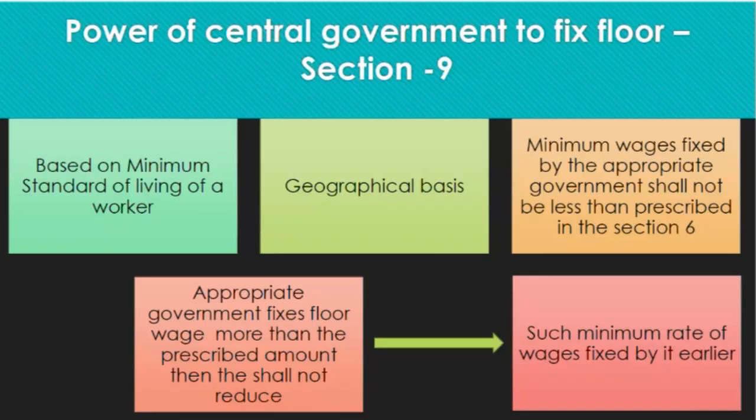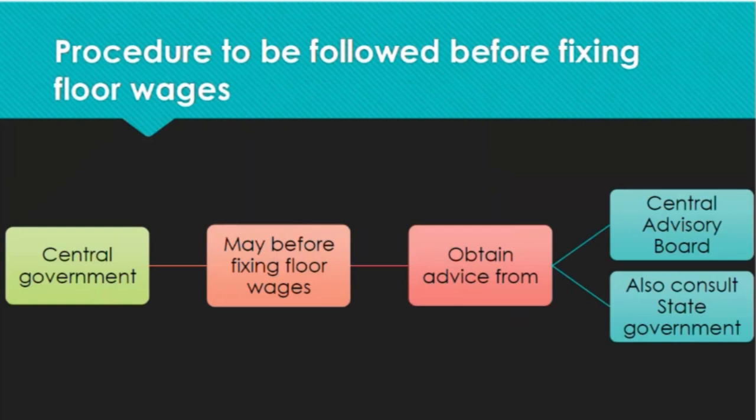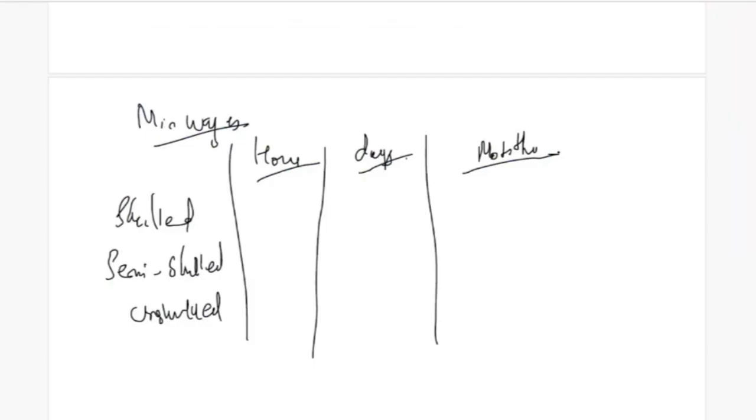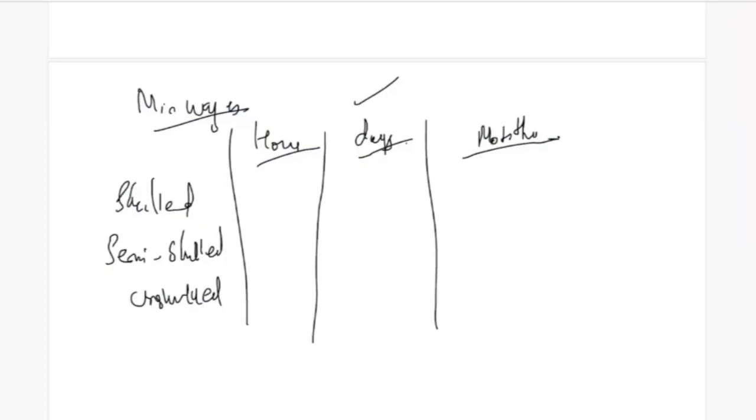Then next we have section 10. So how did we fix minimum wages now? Minimum wages we are fixing on an hourly basis, on a daily basis, on a monthly basis. What if a person is working as a daily wager? He came for work during the day. Half a day he worked. So this Mr. A comes for work, half a day he is working.